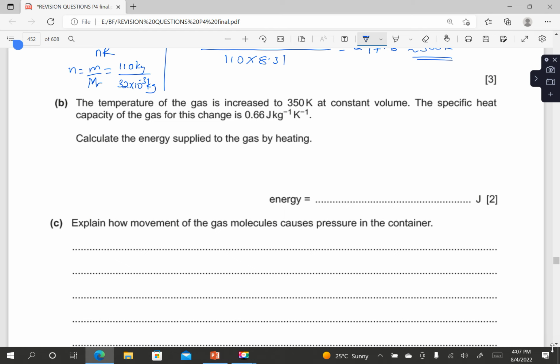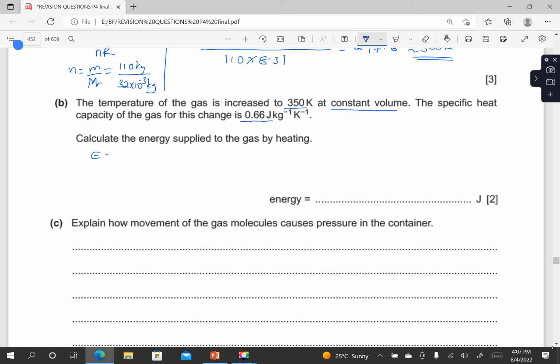The temperature of the gas is increased to 350 Kelvin at a constant volume. That means no work done. The specific heat capacity of the gas for this change is 0.66 joules per kilogram per Kelvin. In other words, it requires 0.66 joules to raise the temperature of 1 kilogram of the substance by 1 Kelvin. Calculate the energy supplied to the gas.